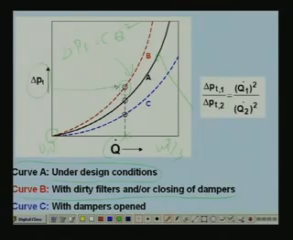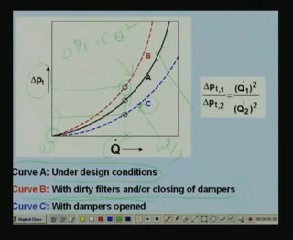Now, if you open the dampers, let us say that the filters are clean, but you have opened the dampers more compared to the design condition, then you find that the duct performance curve is given by this blue line, line C. Okay. This is with dampers opened, right. So, when you open the dampers, for the same flow rate the total pressure loss will be less. Okay. Because the pressure loss across the damper is reduced because of the opening. So, as a result you get less total pressure loss. Okay. So, typically this kind of curves are known as duct performance curves.